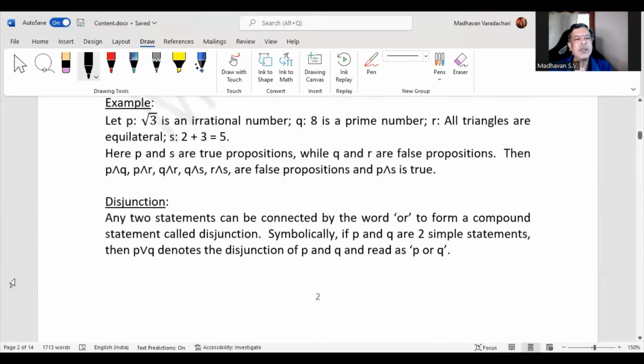Next logical connective is disjunction. Any two statements can be connected by the word or to form a compound statement called disjunction. Symbolically, if P and Q are two simple statements, then P ∨ Q denotes the disjunction of P and Q and is read as P or Q.